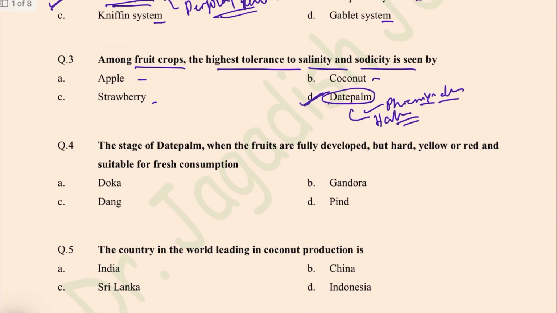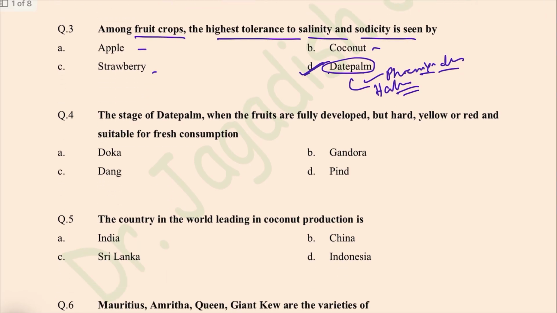Next question. The stage of date palm when the fruits are fully developed but hard, yellow or red, and suitable for fresh consumption. The right answer here is Doka.